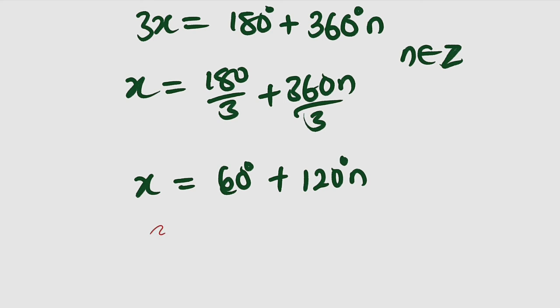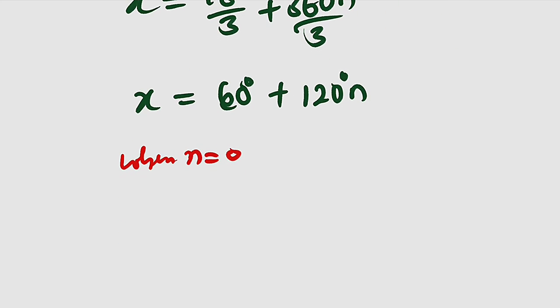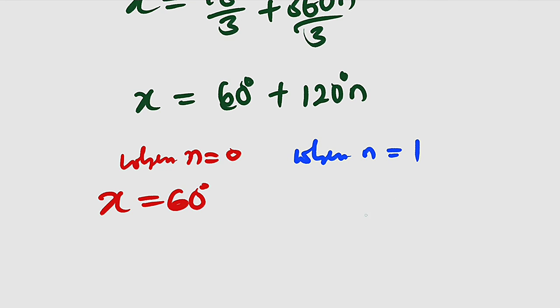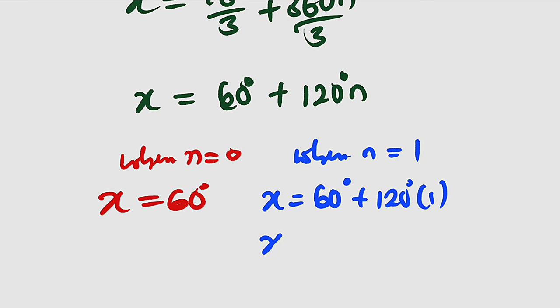So when n equal to 0, you can clearly see that x must be equal to 60 degrees because the whole of this will be equal to 0. Then when n is equal to 1, we have x equal to 60 degrees plus 120 degrees times 1. 120 degrees times 1 is still 120 degrees, plus 60 is 180. So x here is equal to 180 degrees.